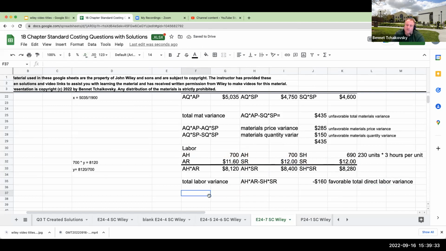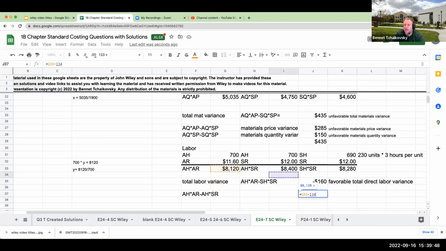So I'm going to isolate this over here. My AH times AR minus my AH times SR, right? I call this my rate or price variance. So this over here is going to be 8,120 minus 8,400. So this is going to be a favorable rate, price, direct labor variance. Why is it favorable? I only paid $11.60 per hour. I should have paid 12. Remember, we're keeping the hours constant so we can focus on that rate.